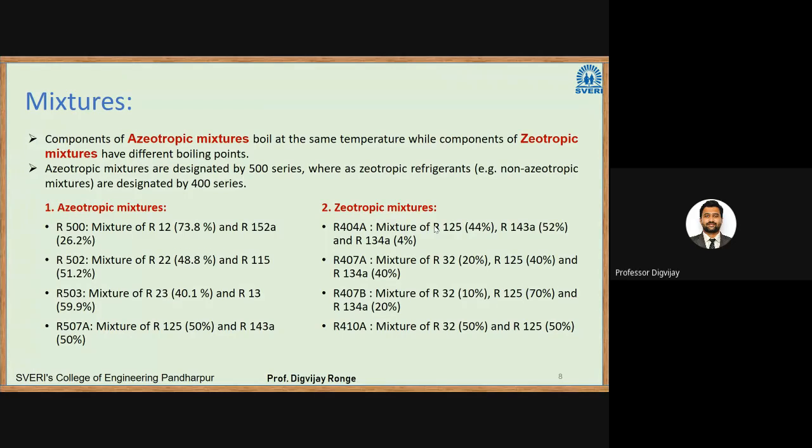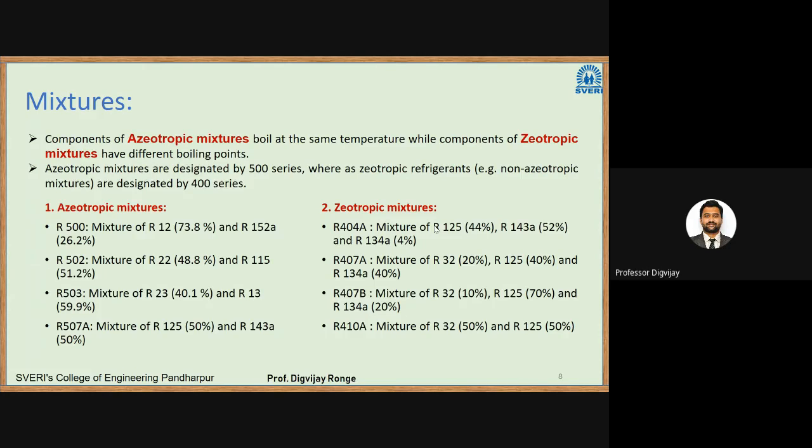Mixtures, as the name suggests, are made by mixing two or more refrigerants to form another refrigerant. In that we have two types, azeotropic and zeotropic. The main difference between them is in the boiling point, NBP, which means normal boiling point. Whatever refrigerants we mix together, if they have the same boiling point, the mixture formed we call an azeotropic mixture.